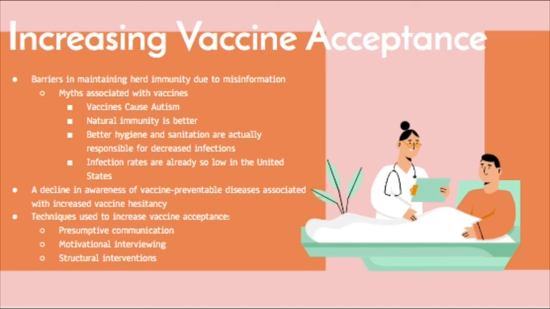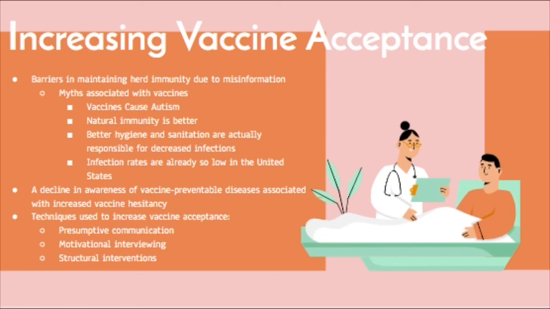Presumptive communication is an approach that relies on verbal defaults by presuming vaccination. Instead of asking if the adult or child would like to get a flu shot, it is announced that it is time for them to get a flu shot, to communicate that it is a routine and not an optional procedure. Another technique which has had success is motivational interviewing, which evokes behavioral change as healthcare providers help people explore and understand vaccines. Structural intervention can also be used, as making vaccination more accessible and convenient leads to an increase in immunization uptake.